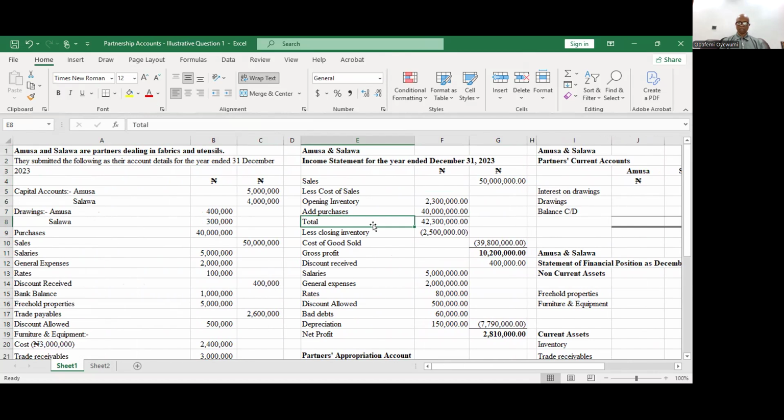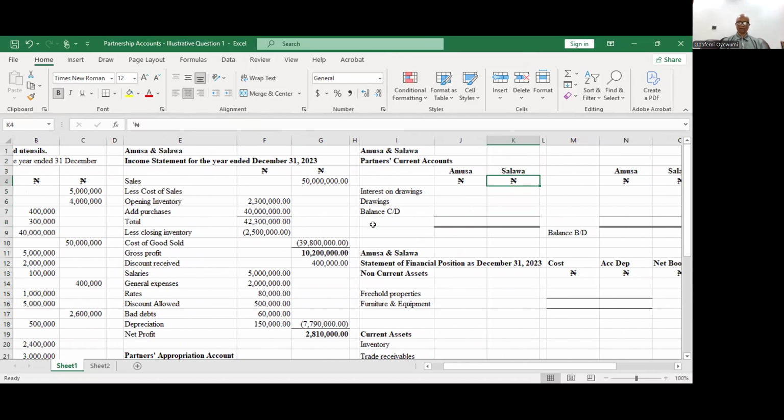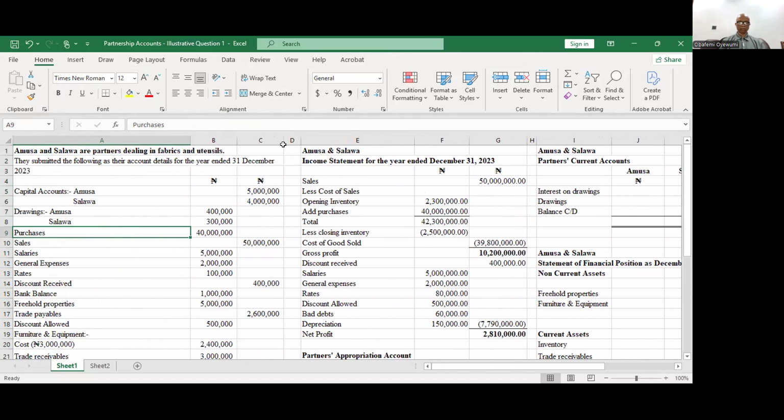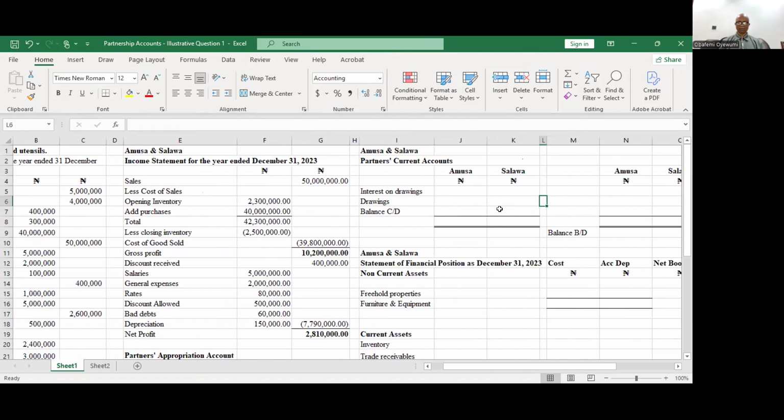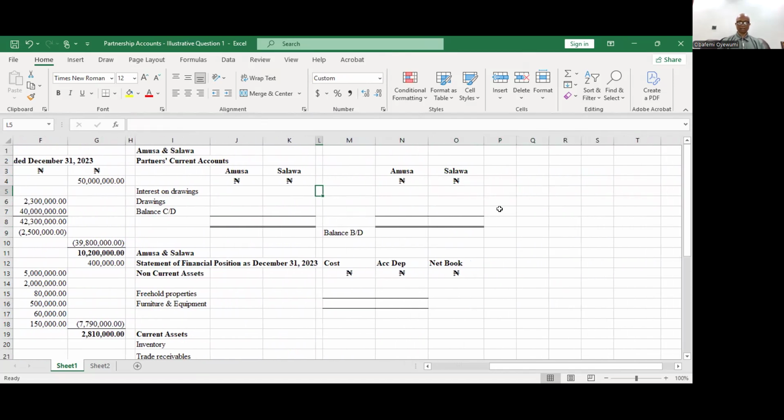So now let's go and look at the current account for these people. All right, let's look at the current account. I'm trying to see how I can streamline the whole thing. Okay, let's just move on. So now we have Musa on one side, and then we have Salawa on the other side, and then of course the Naira sign.